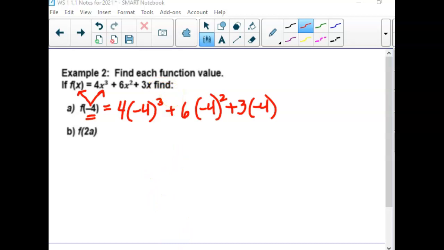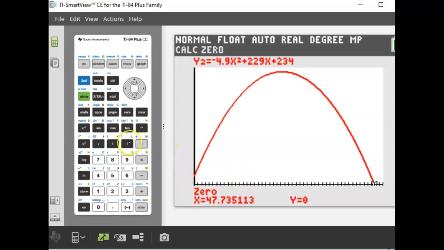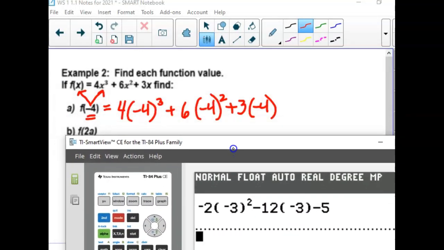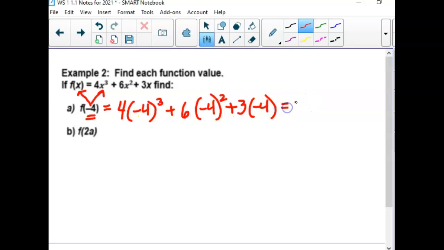Someone can type that. I don't think it's going to be any fun for me to try to do it on here because I can't see. This is -64 times 4 again would be, yes. Did anybody else get -172? Okay. Do you need me to show you how to type it, or are you okay?